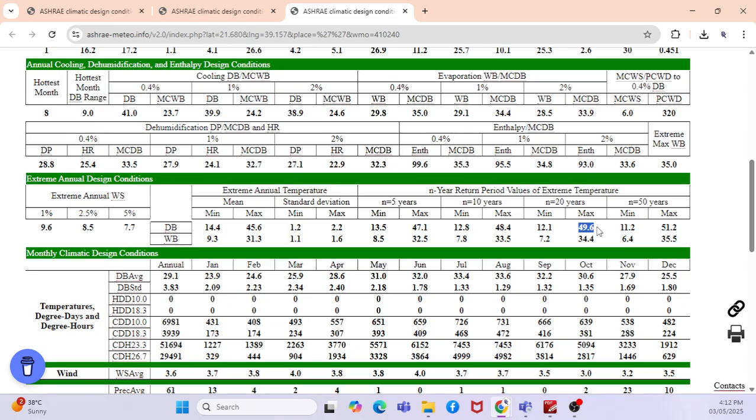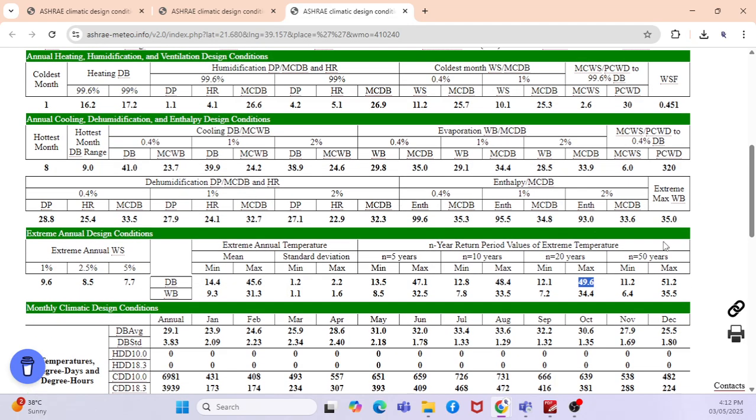It depends upon the type of facility. For example, if you are working on a residential project, you don't need to go for n equal to 20. You can just go for the maximum temperature, right? Even some consultants will design for this temperature, dry bulb temperature and wet bulb temperature.